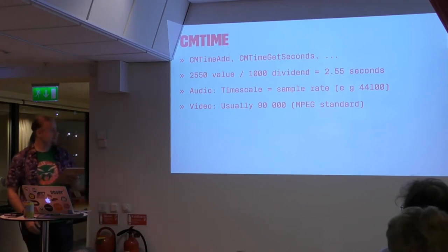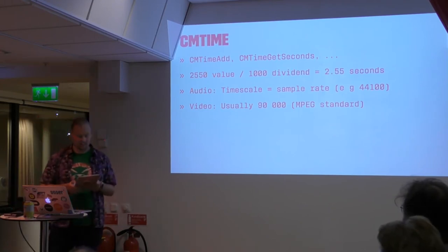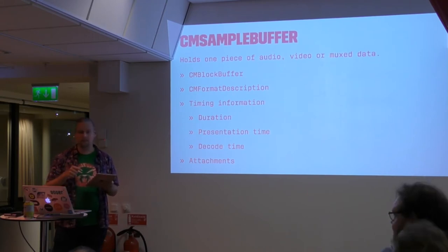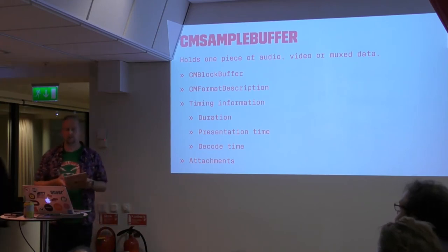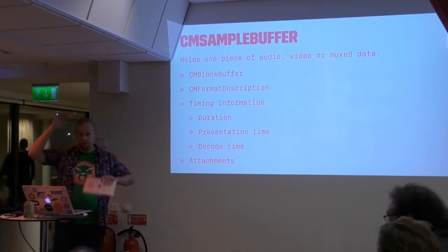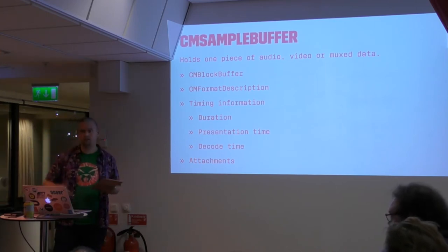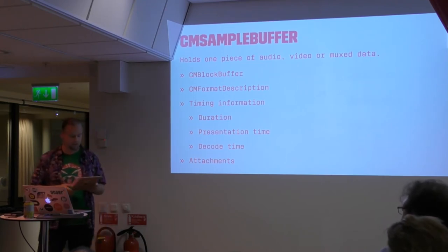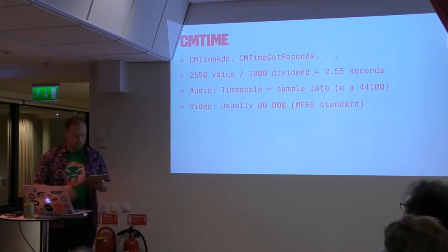Okay, so that's the CMSampleBuffer that you're going to use. Oh, I should mention one more thing. If you have a CMSampleBuffer in your debugger, you can po it, like print object, even though it's a Core Foundation object, and it will give you everything about it. So if you wonder what the hell this sample buffer is, you can actually print it. It's really, really useful. Right, okay, CMTime.